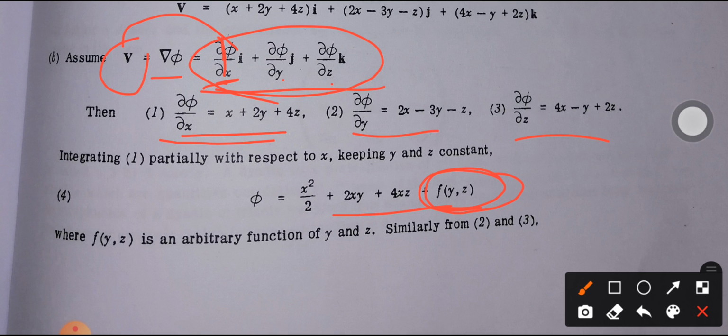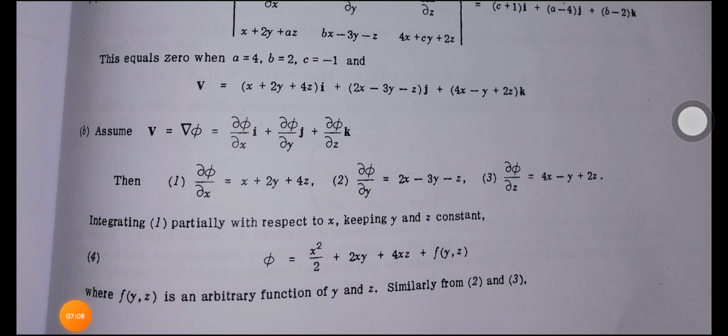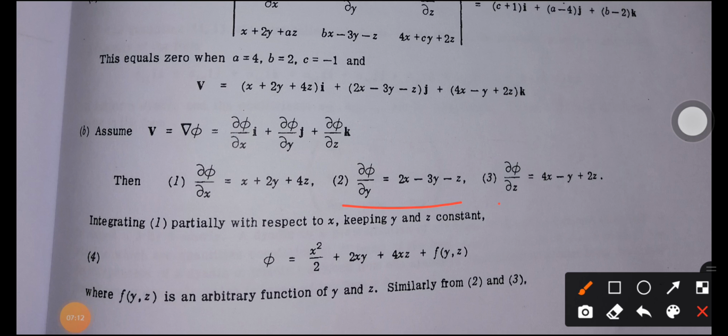So when we are going to deal with partial integrations, we have to put some function of the other variables, not a constant of integration, because when we are dealing with respect to x, y and z are treated as constant terms. Similarly, we will integrate equation 2 with respect to y and equation 3 with respect to z. So when I integrate this expression with respect to y, I will have some function of x and z, and when I integrate this expression with respect to z, I will have some function of x and y.